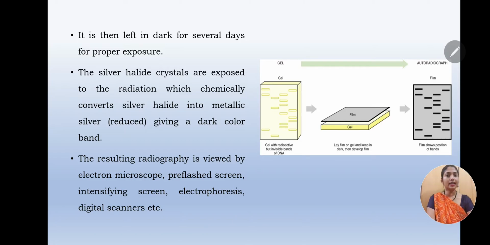The silver halide crystals are exposed to radiation, which chemically converts silver halide into metallic silver, giving a dark color band. So wherever there is radioactivity, the moment the radiations are emitted and come in contact with the photographic film under darkness, that region gets blackened because the silver halide present in the photographic emulsion gets reduced to metallic silver. That reduction is basically seen as color change into black color. So this is how we get bands on the photographic film.